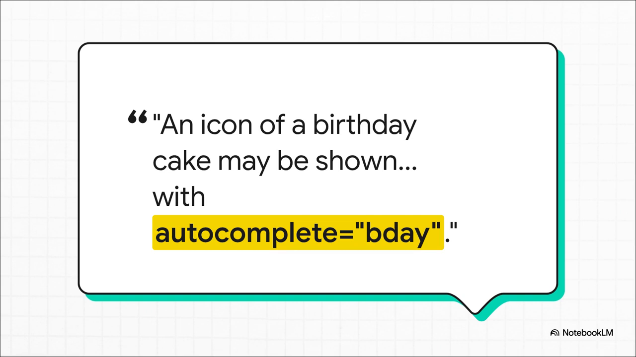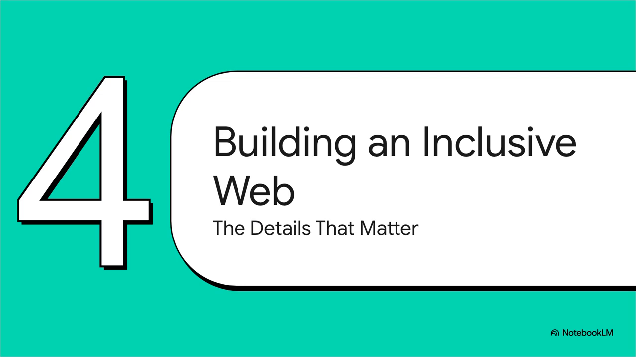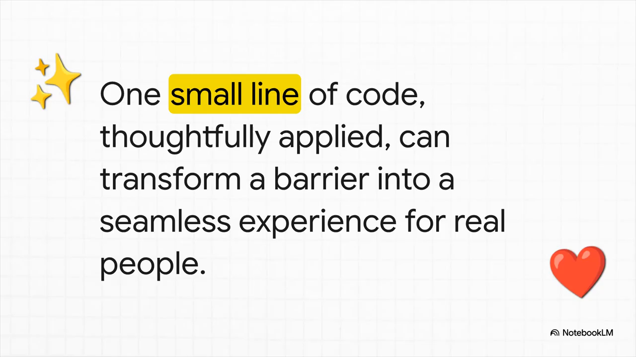How great is that? And really, this gets to the heart of what it means to build a more inclusive web. It's not always about some huge, dramatic overhaul. A lot of the time, it's about paying attention to these small, hidden details that have a massive impact on whether someone can easily use a site or not. And that is the big takeaway here. One single line of thoughtful code can transform what was a barrier into a completely seamless experience. It's just the perfect reminder that sometimes the smallest details can make the biggest difference in people's lives.